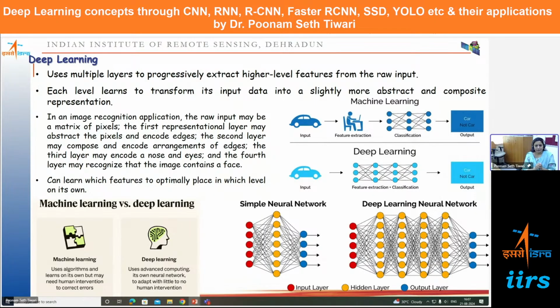From the first layer, some basic features, meaning identifying parameters, will be extracted. In the second layer, some other improvement will be done. In the third layer, something else would be done, and finally by the time we reach the output layer, it gives us the final results. Each level in deep learning learns to transform its input data into a slightly more abstract and composite representation. So it takes the input from the previous layer, does some processing, and sends the processed results to the next layer.